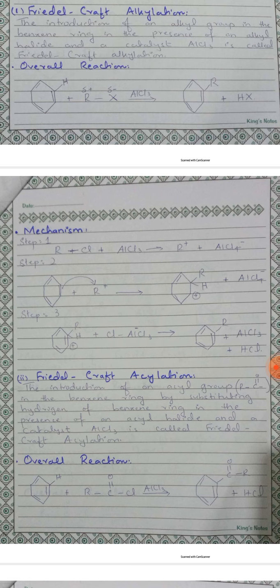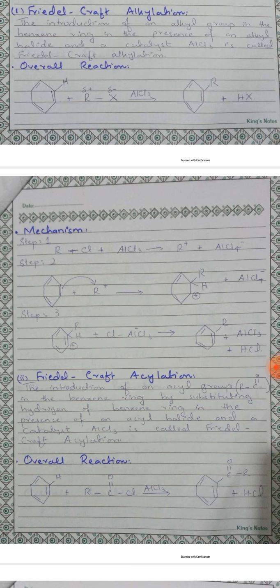byproduct. Then in the third step, as we know that catalysts are recovered at the end of the reaction in the state in which they were inserted, aluminum tetrachloride will abstract one hydrogen from the benzene, and then alkyl benzene with aluminum chloride and HCl is produced. This was Friedel-Crafts alkylation.